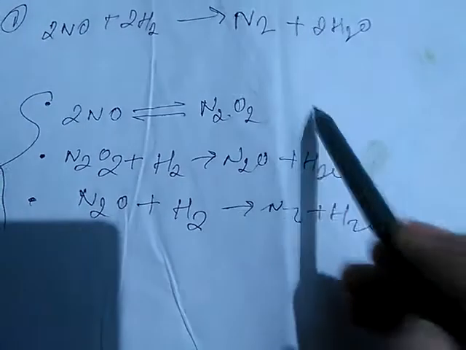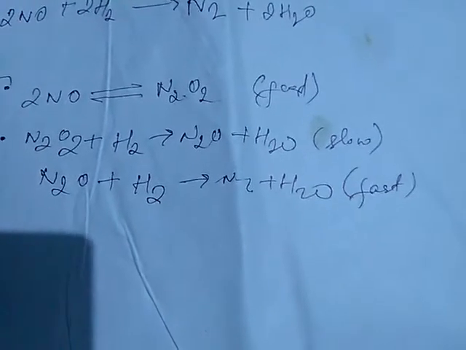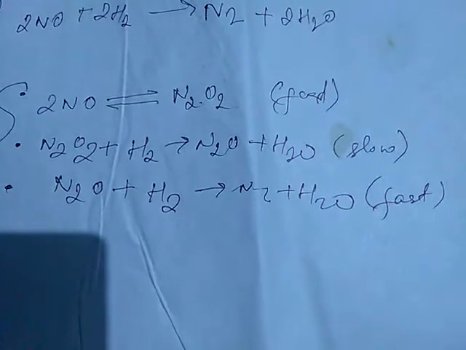Among these three steps, the first step is the fast step. The next step is the slow step, and the next one is also a fast step. So the first and third steps are fast and the middle step is slow. Again, the important step for us is the slow one, because it helps to find the rate of the reaction, and we write the rate law using this slow step only.